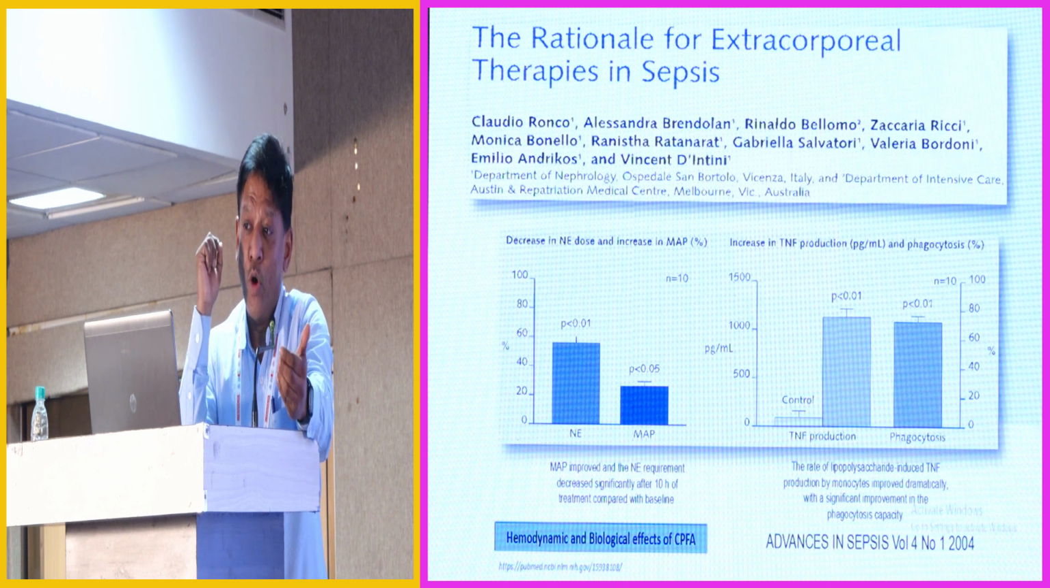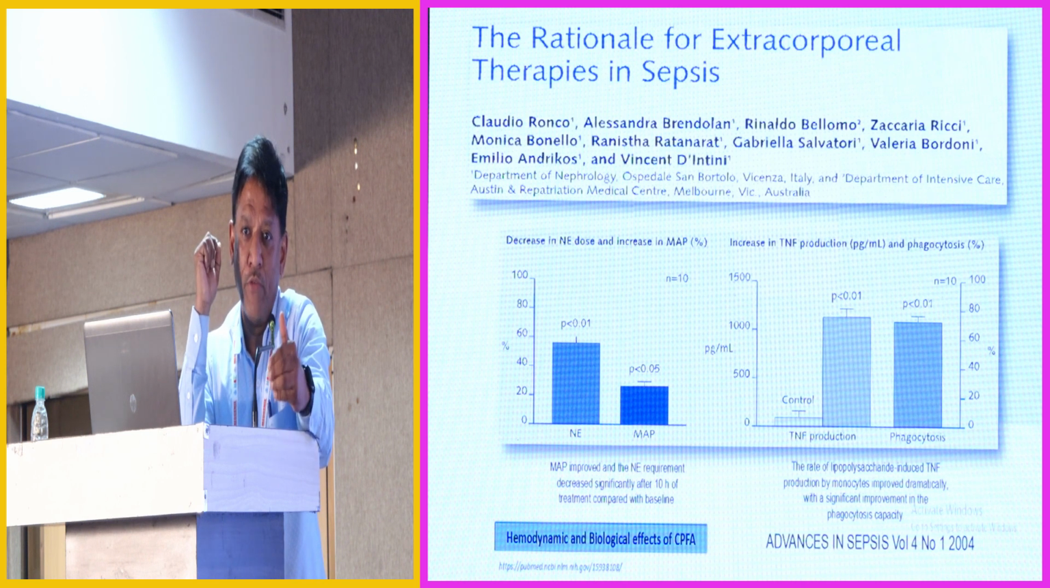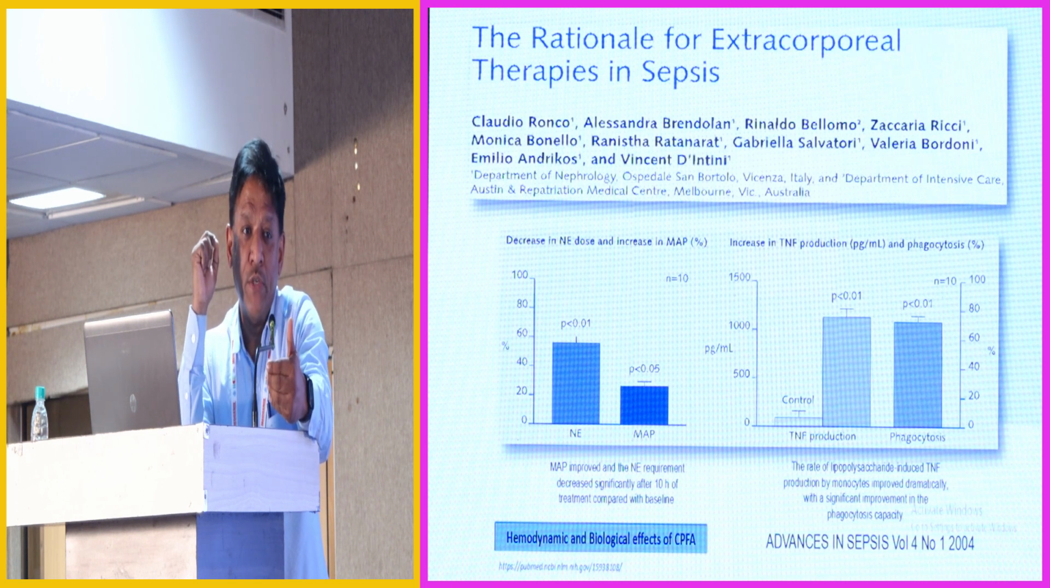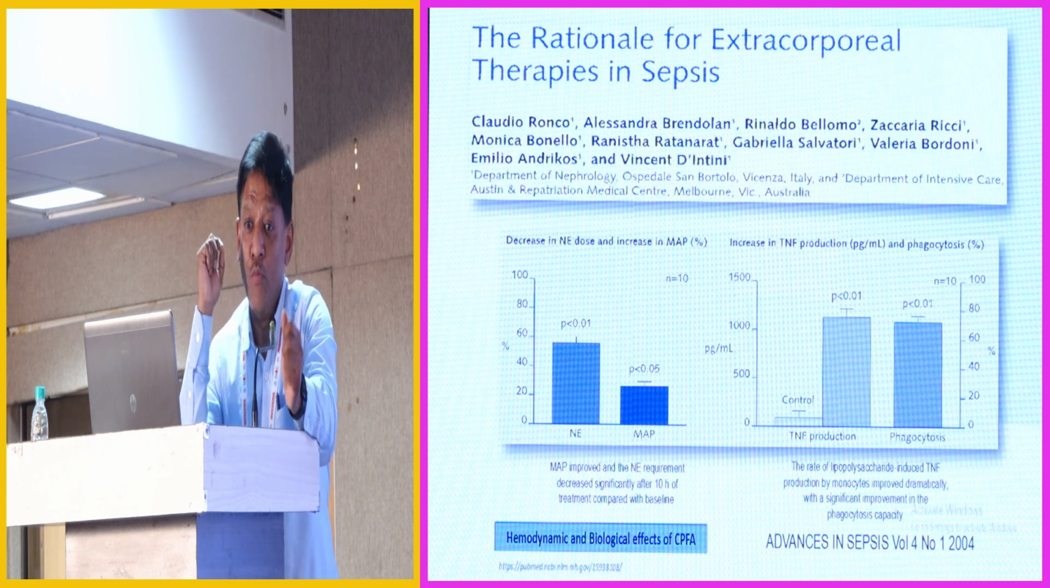So in immunomodulation, on one side you could reduce the vasopressor requirement or improve the blood pressure. At the same time, they could also show that neutrophils and monocytes improved their phagocytic activity. There was an immunomodulation which happened.